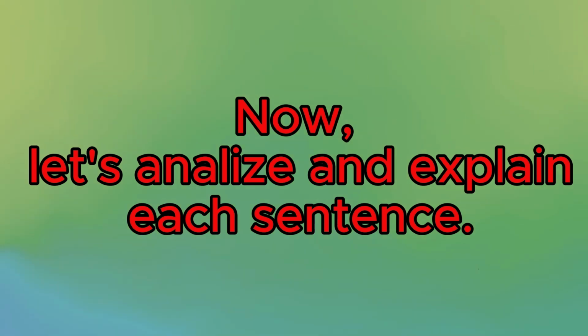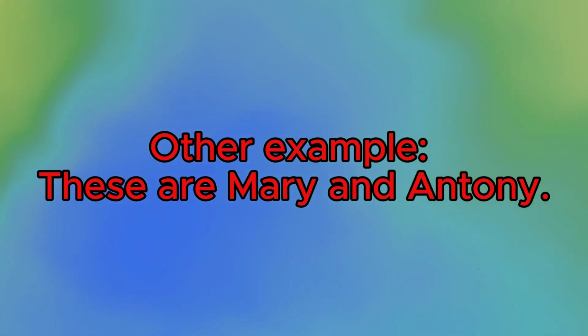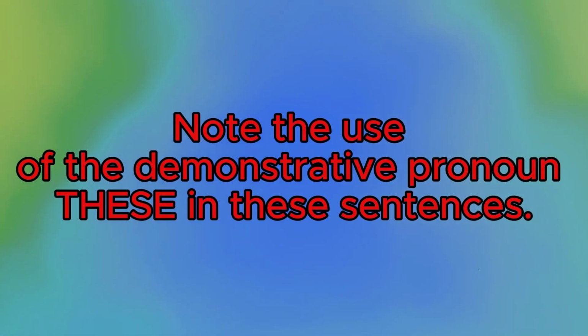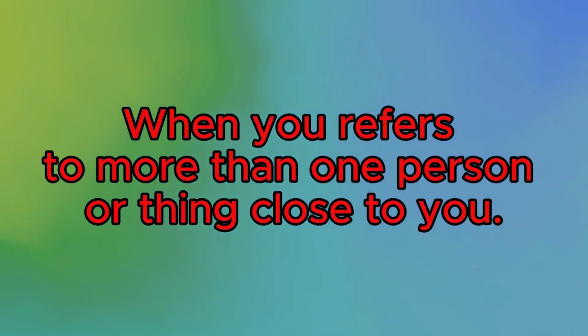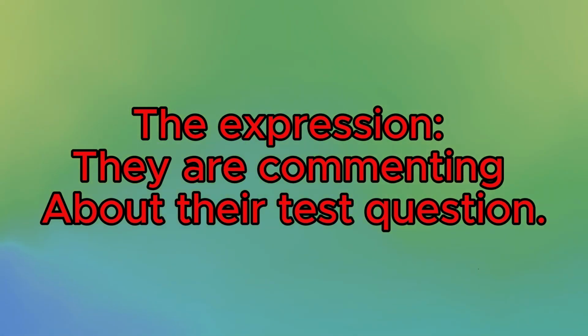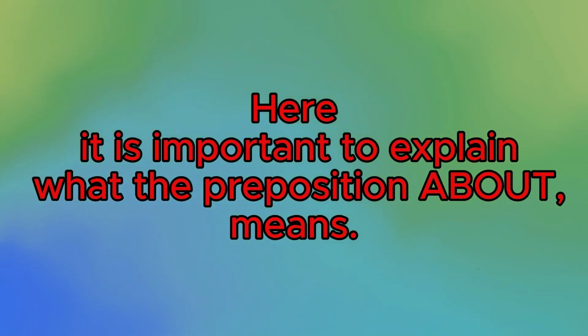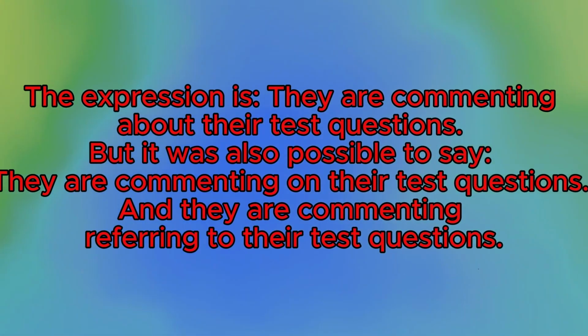Now, let's analyze and explain each sentence. These are Melissa and Bob. Other example. These are Mary and Anthony. Note the use of the demonstrative pronoun these in these sentences. When you refer to more than one person or thing close to you, the expression, they are commenting about their test questions. Here it is important to explain what the preposition about means. The expression is, they are commenting about their test questions.